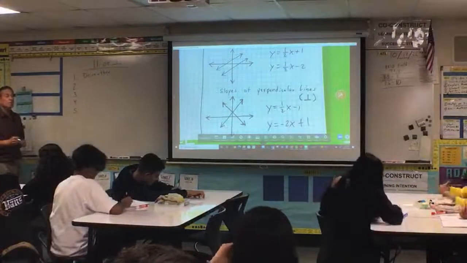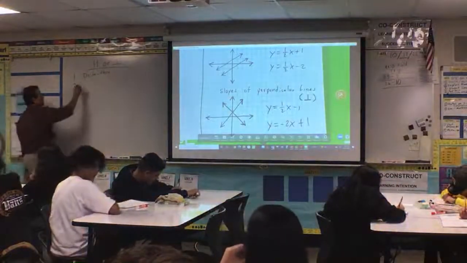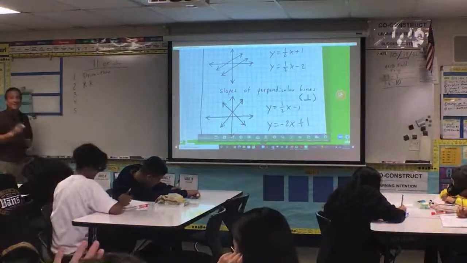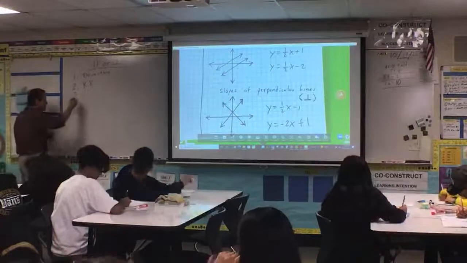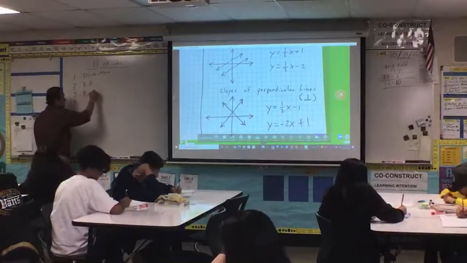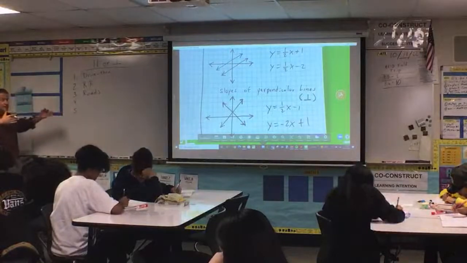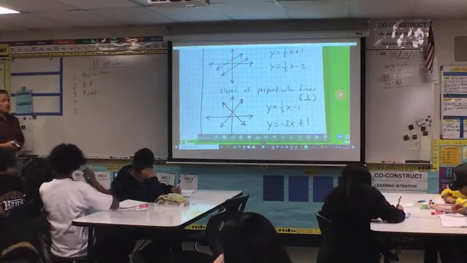Where else, Jose? Railroad? Yes, the railroad tracks, that was pretty good. Okay? Regular roads, just roads in particular, aren't they all parallel and perpendicular lines, the two lines? Okay? Where else, people?